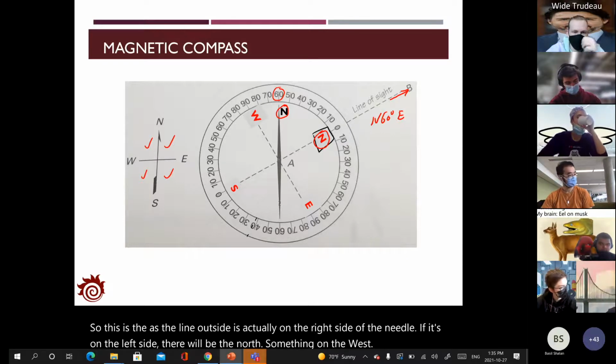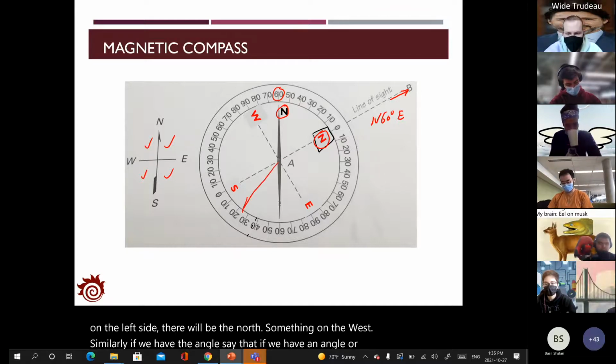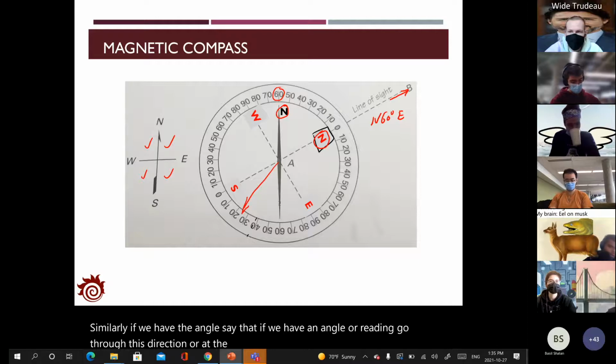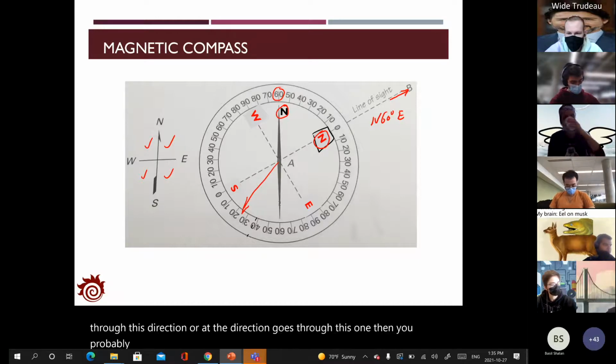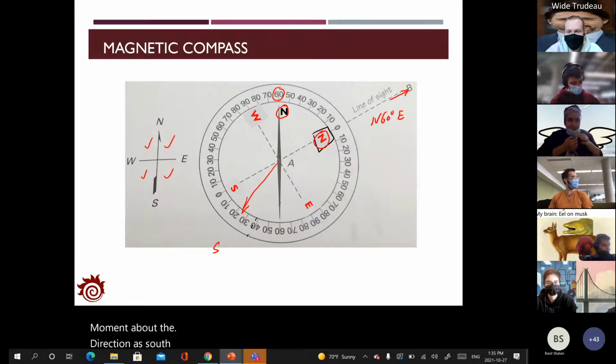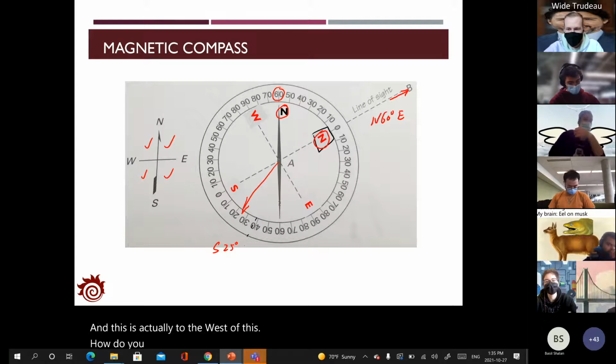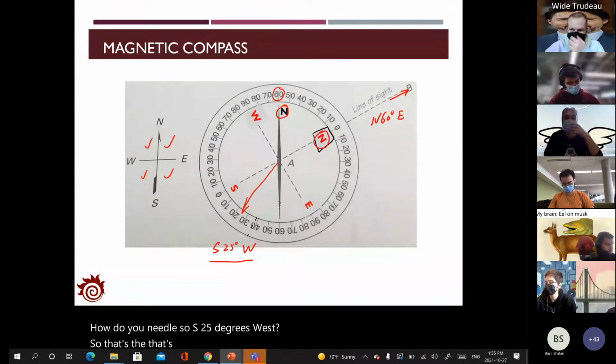Similarly, if we have an angle reading that goes through this direction, and the direction goes through this one, then you probably will have the measurement of the direction as south, say, 25 degree, and this is to the west of the needle, so south 25 degree west. So that's the way for you to read the direction from the compass.